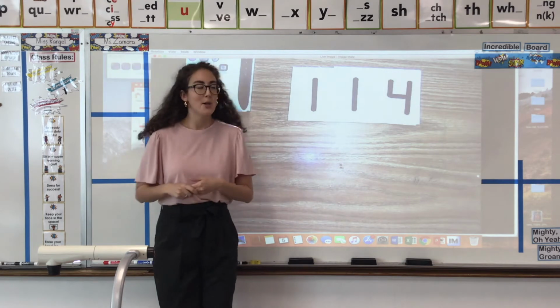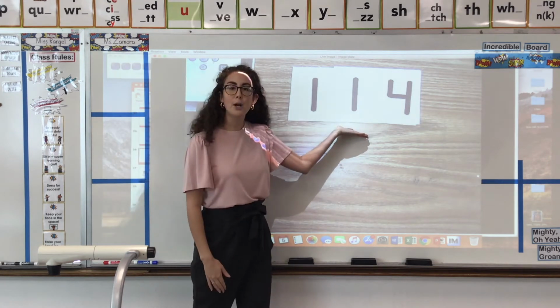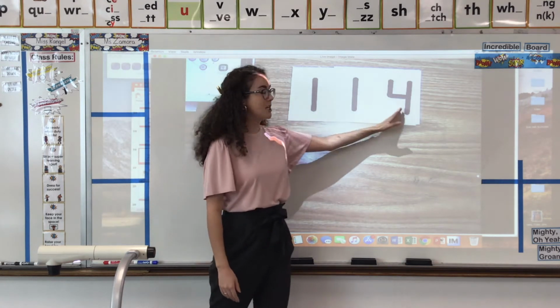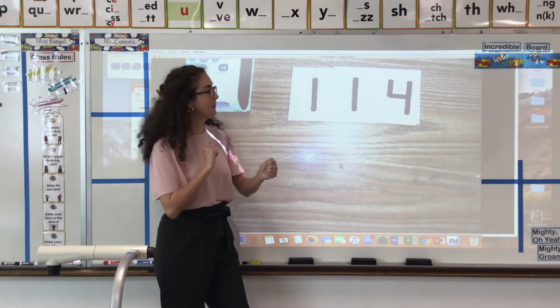Okay, Super Scholars, so let's see. What number do you see up here? This is a 3-digit number. Can you name it for me?